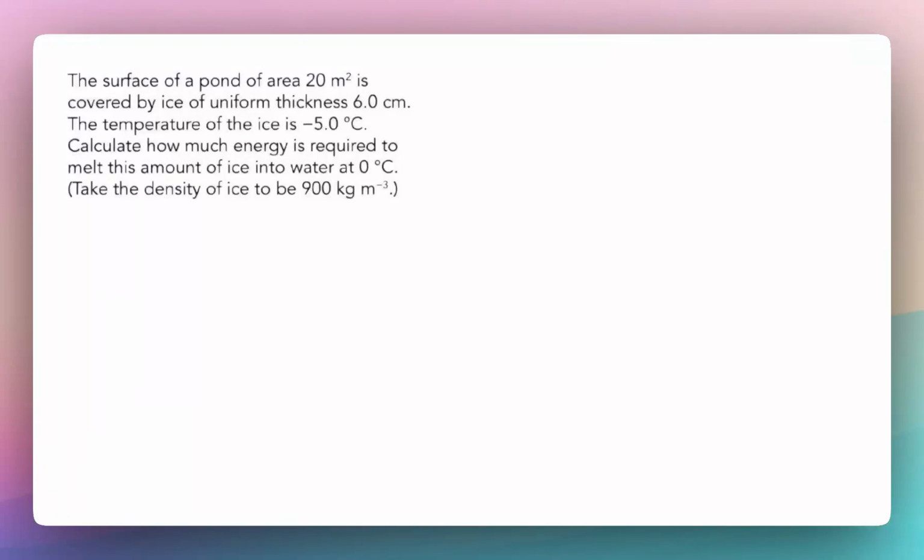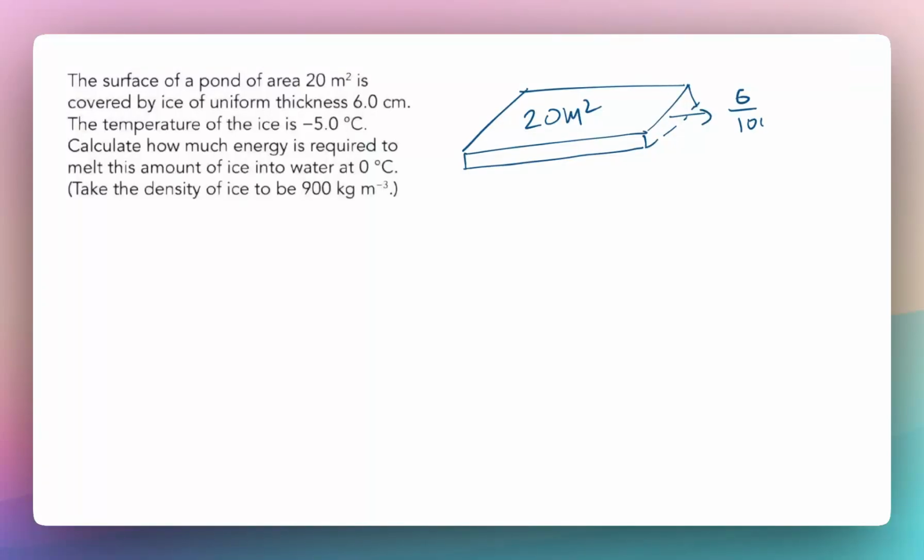The surface of a pond of area 20 meters square, so pretty large area, is covered by ice of uniform thickness 6 centimeters. So it has some ice which has a thickness of 6 centimeter, which is going to be simply 6 divided by 100 meters. So effectively we will be able to compute the volume.